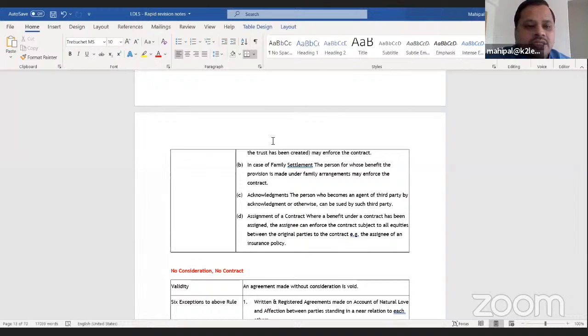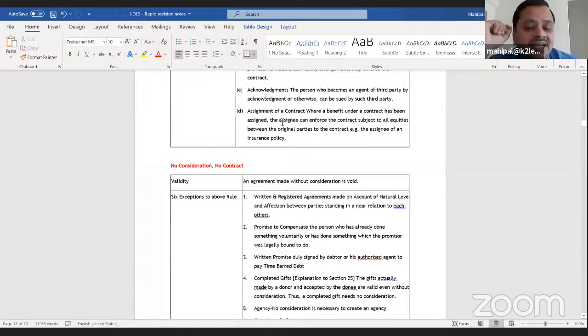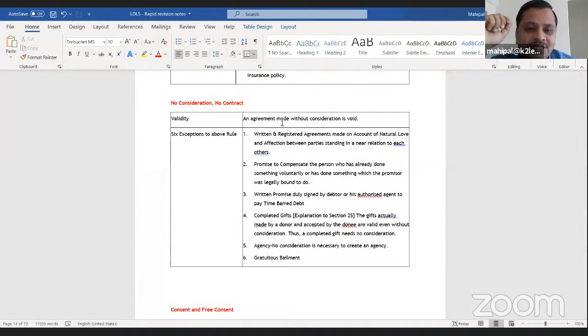Generally, the thumb rule says for a valid contract, there must be some consideration. If the consideration is missing, then it will not be valid. An agreement made without consideration is absolutely void. But there are certain exceptions. Again, an important question. So in consideration there are three important questions: essentials, privity, and no consideration, no contract. Out of these three, the probability of one is high.